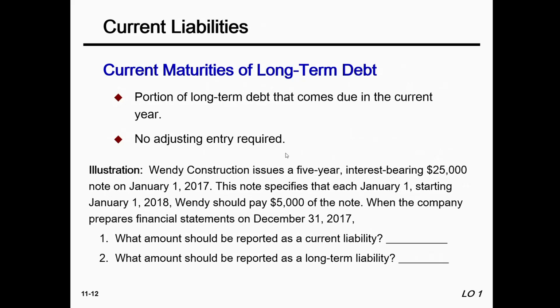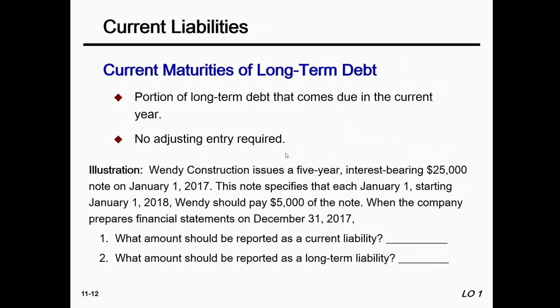Companies also record the current maturities of long-term debts as current liabilities, because the part of the long-term liability which is supposed to be paid within a year will be classified as current. The rest of the long-term loan will remain in non-current liabilities. No adjusting entry is required for this case.